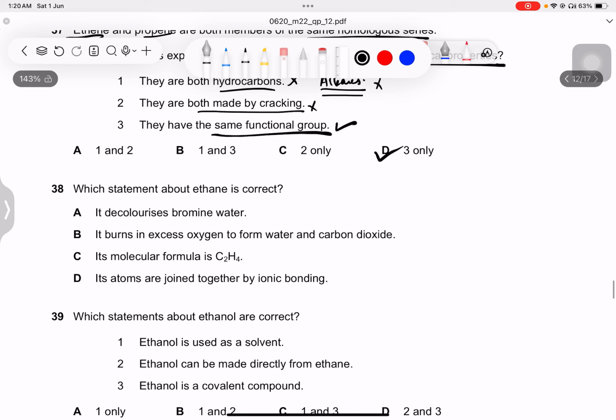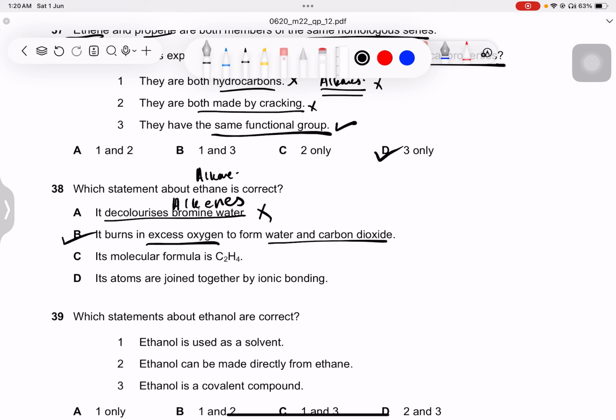Next, which statement about ethane is correct? It is an alkane, it does not contain a double bond, and so it does not decolorize bromine water. This is for alkenes. It burns in excess oxygen to form water and carbon dioxide. True, this is true for all organic compounds, all homologous series we have.